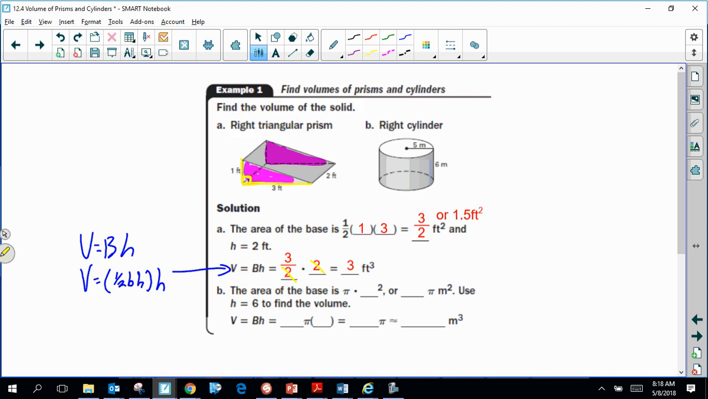So moving on to the cylinder. The cylinder has a radius of 5 and a height of 6. So substituting those into that equation, pi r squared times the height, gives us 25 times 6, or 150 pi. So the 150 pi meters cubed would be the exact answer. And of course, the approximate answer is 471.2 meters cubed.